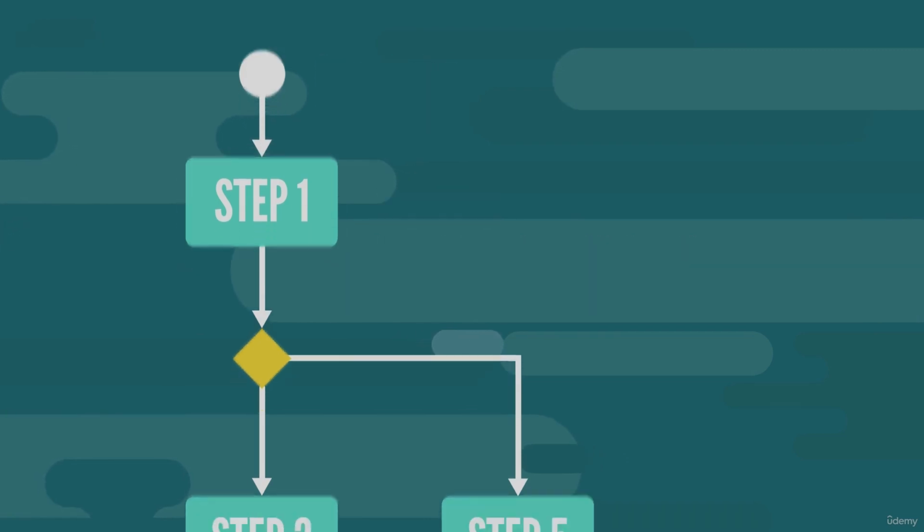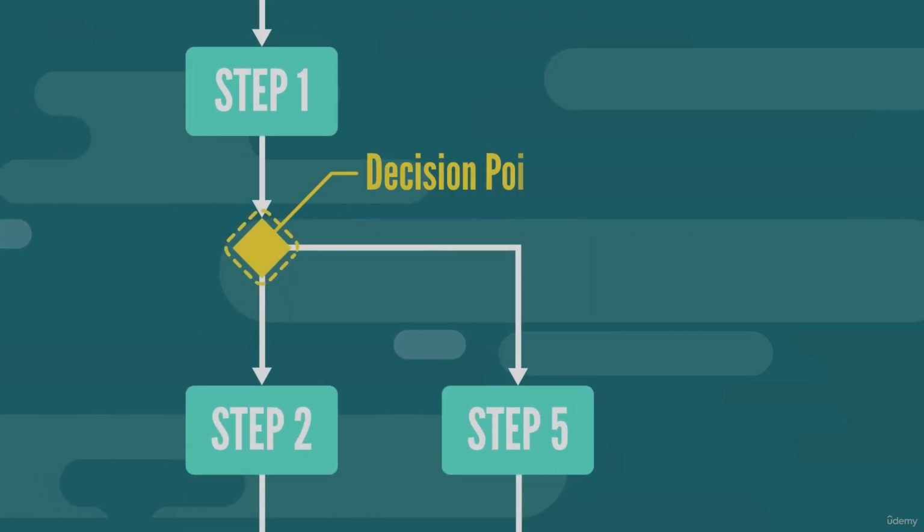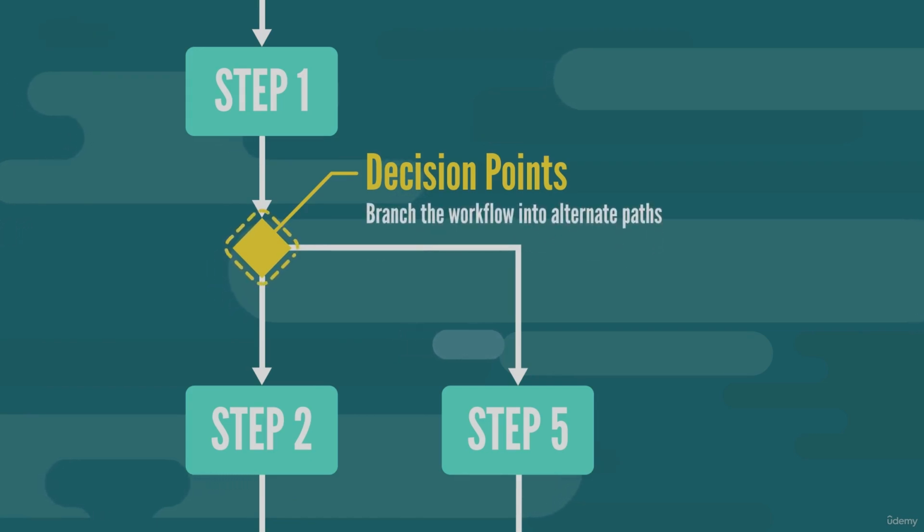As the workflow progresses, it often encounters decision points, depicted as diamond shapes. These decision points introduce branching, directing the flow based on certain conditions. For instance, in an interview, the system could decide which question to ask next based on the candidate's previous answers.